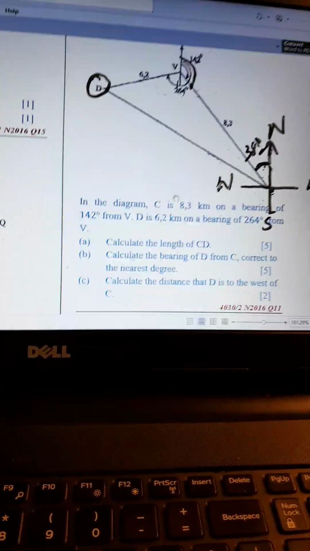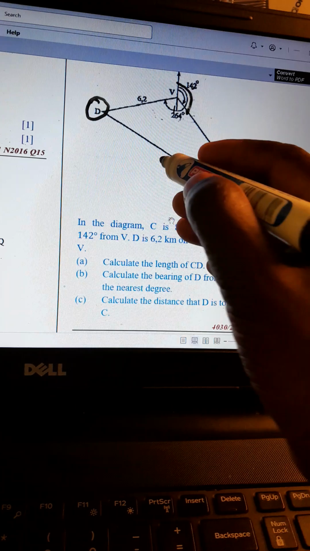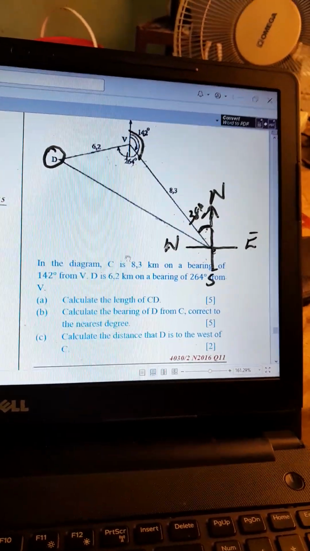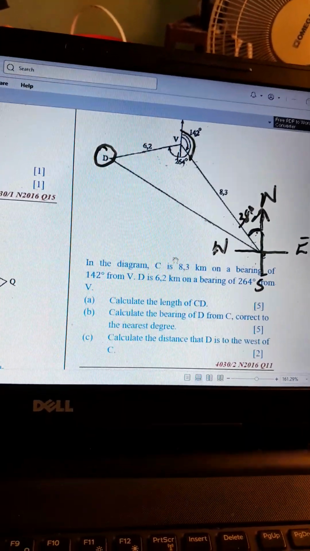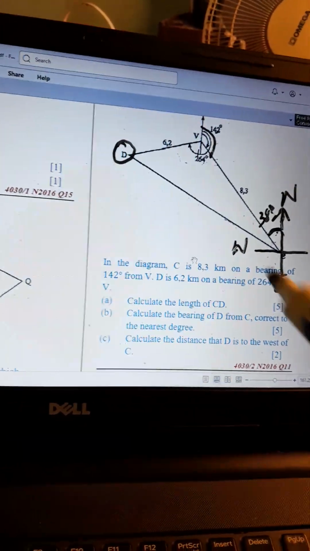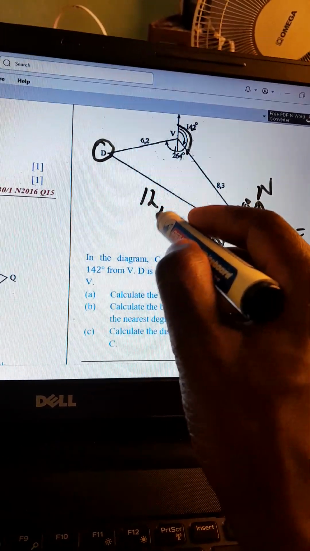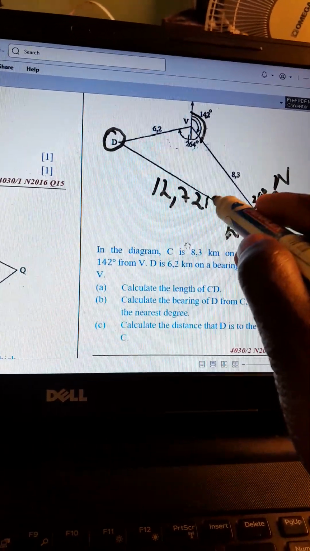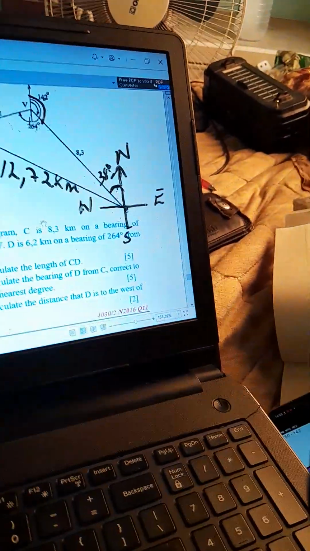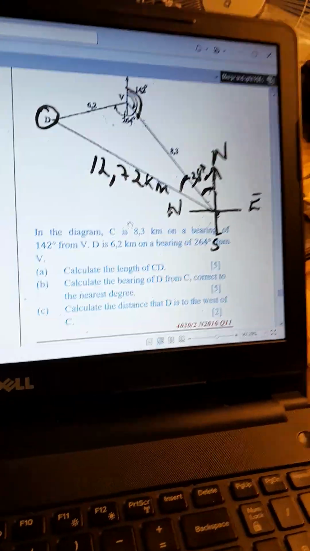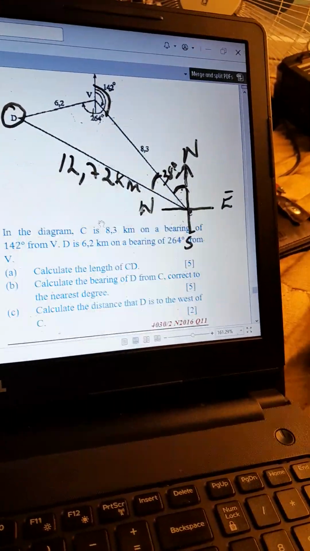Then now, this side we have calculated in the first video on trigonometric ratios questions. We have found that this side is 12.72 kilometers. Then for us to get this angle, we have to use the sine rule.